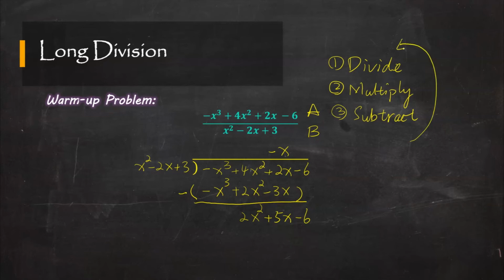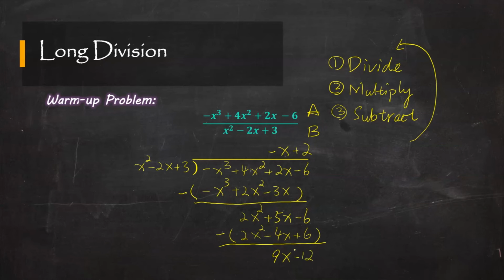So now divide again. So now we have 2x squared divided by x squared. We have 2. And then multiply. So it's 2 multiplied by that. So we have 2x squared minus 4x plus 6. And this is subtract. So now here is also 0 since they are the same. And this is 5x minus negative, which is 5 plus 4, which is 9x. And this is minus 6 minus 6, so it's negative 12.